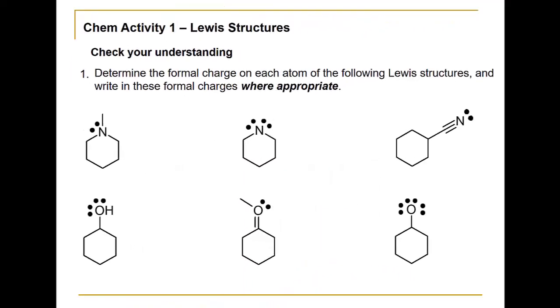So I ask you to take a look at this check your understanding question, where you're asked to determine the formal charges on each of the atoms, and then of course write down the formal charges where appropriate. As a bit of a hint, all the carbons in these structures are going to have no formal charges, so you're probably going to want to look elsewhere.